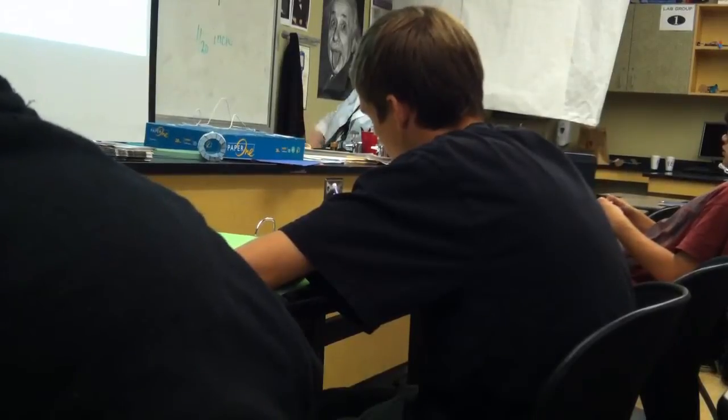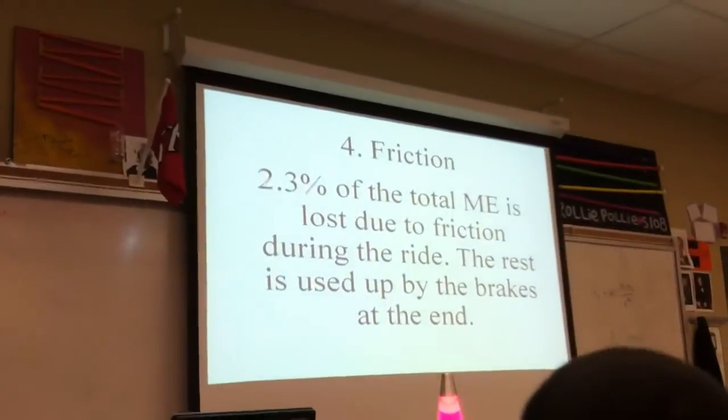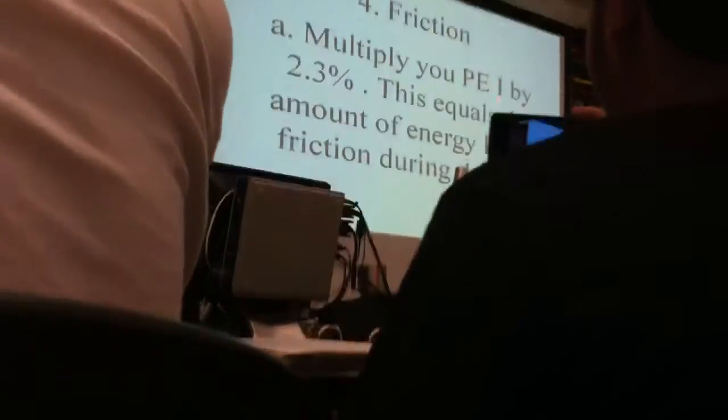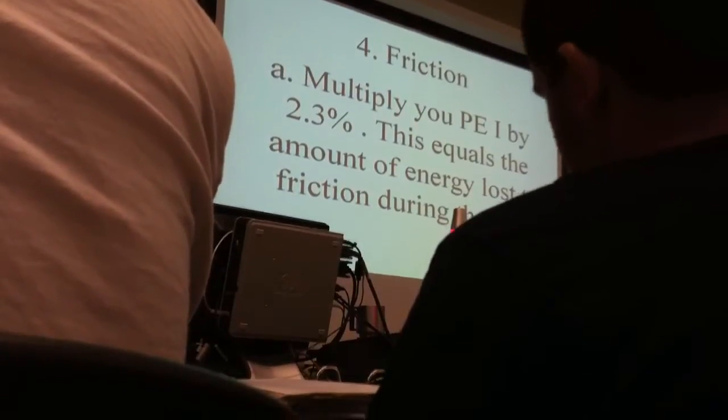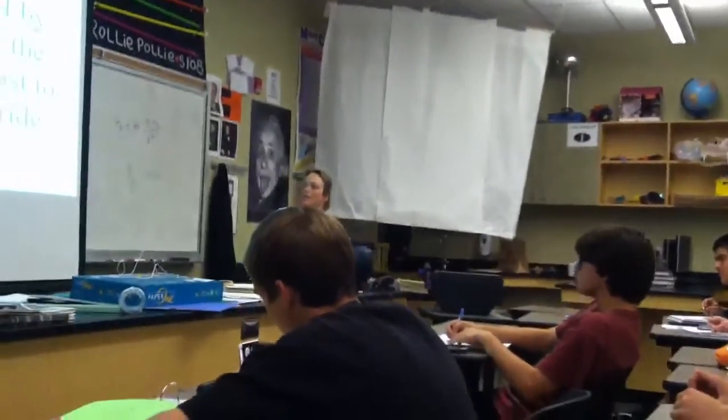So we're going to assume that the brakes are going to slow down. Alright, so force, tricky. So you got that? How do we do this? What you're going to do is multiply your initial potential energy, the entire energy for your system, by 2.3%. This equals the amount of energy that's going to be lost to friction during the entire ride.